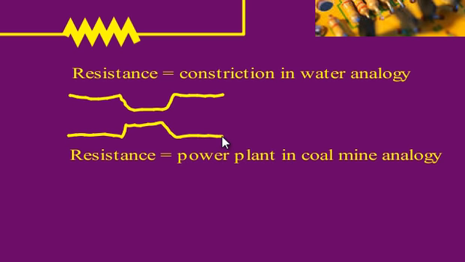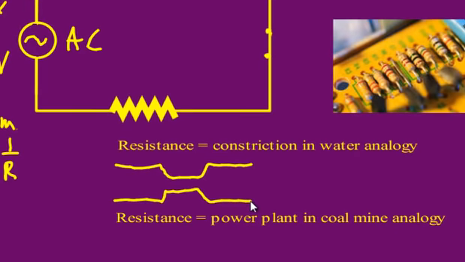And then in the coal mine analogy, we have resistance being the power plant, because resistance is where the energy is used, where it's dissipated. So maybe use arrows. Energy given off as light, in a light bulb, or heat, in all electrical circuits. So we can think of resistance as the power plant, where the energy is actually used in the circuit.